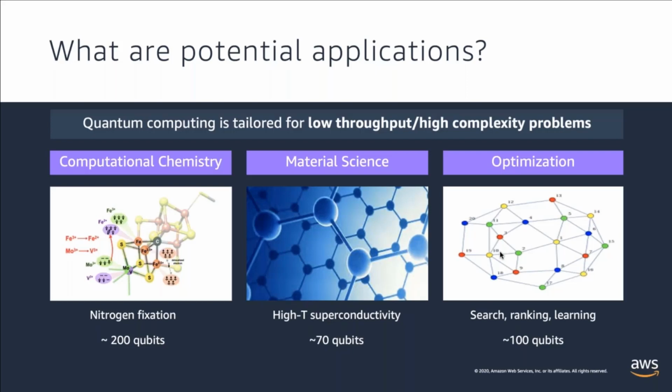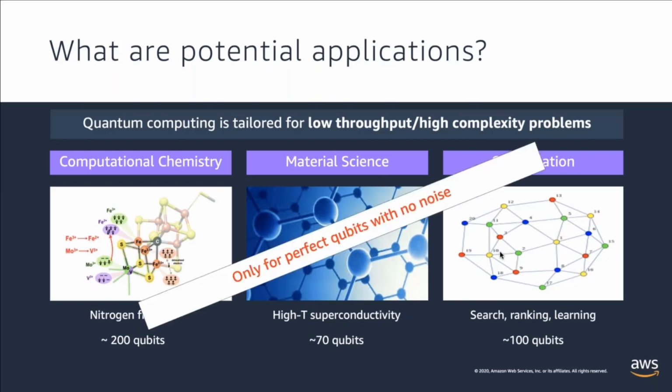Similarly, for material science, with just 70 qubits, we could simulate high temperature superconductivity and find materials that conduct current without any resistance. Also in the field of optimization, for search, for ranking, for machine learning, with about 100 qubits, there are problems that can have a significant speed up compared to classical approaches. But of course, again, this comes with a big caveat.